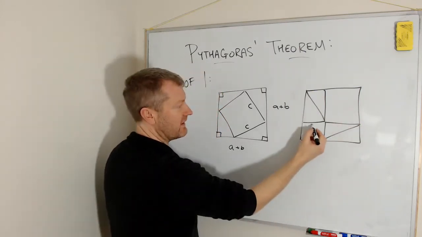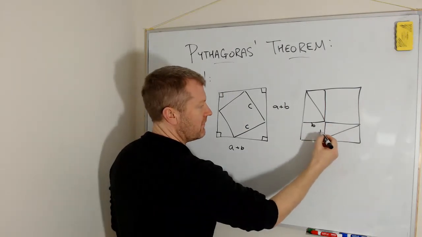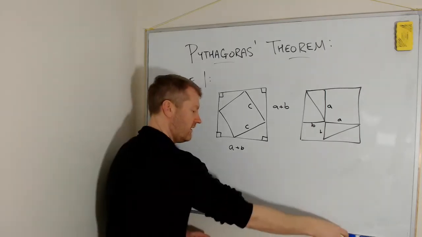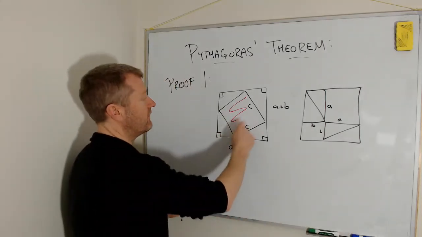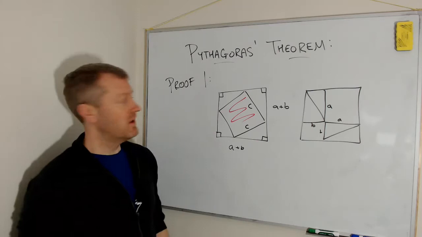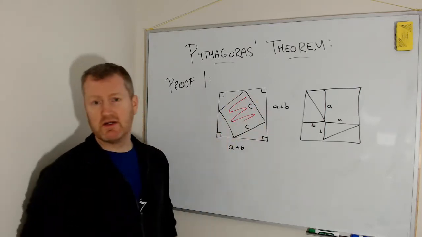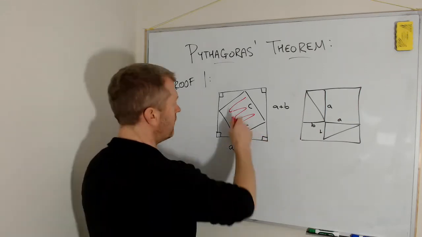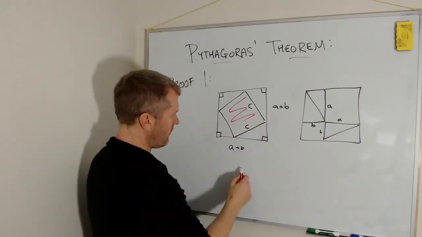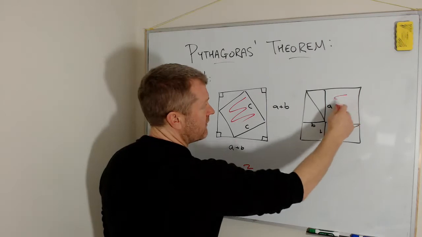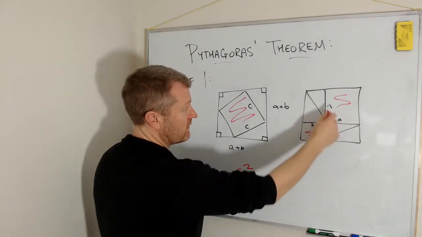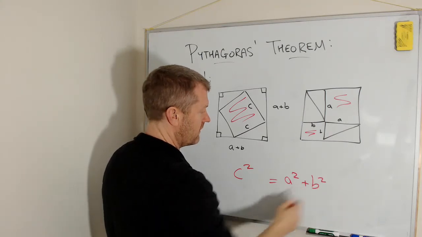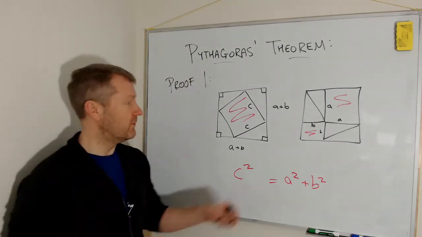So now we have this length is b and b and a and a. So we have this area here. The area of the overall square is unchanged. The area of the triangles is unchanged because translations don't affect area. So therefore, this remaining space here, which is c squared, must be equal to this space plus this space, which is a squared plus b squared. Okay, so there we go. Nice simple proof.